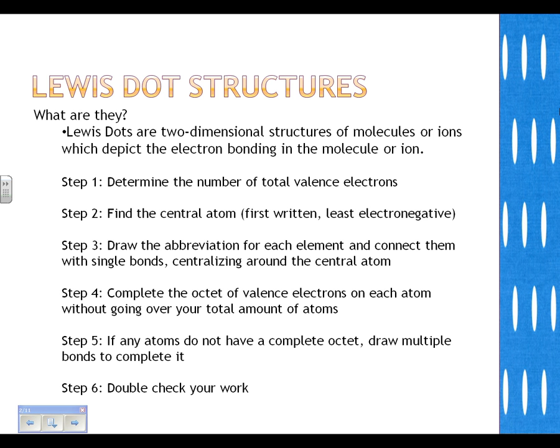To do this, you must first determine the total number of valence electrons using the periodic table, and then determine the central atom, and this will usually be the first element written in the formula, and will always be the least electronegative. Step 3. Draw these atoms using their abbreviations found on the periodic table and connect the atoms with single bonds, represented as a single line.